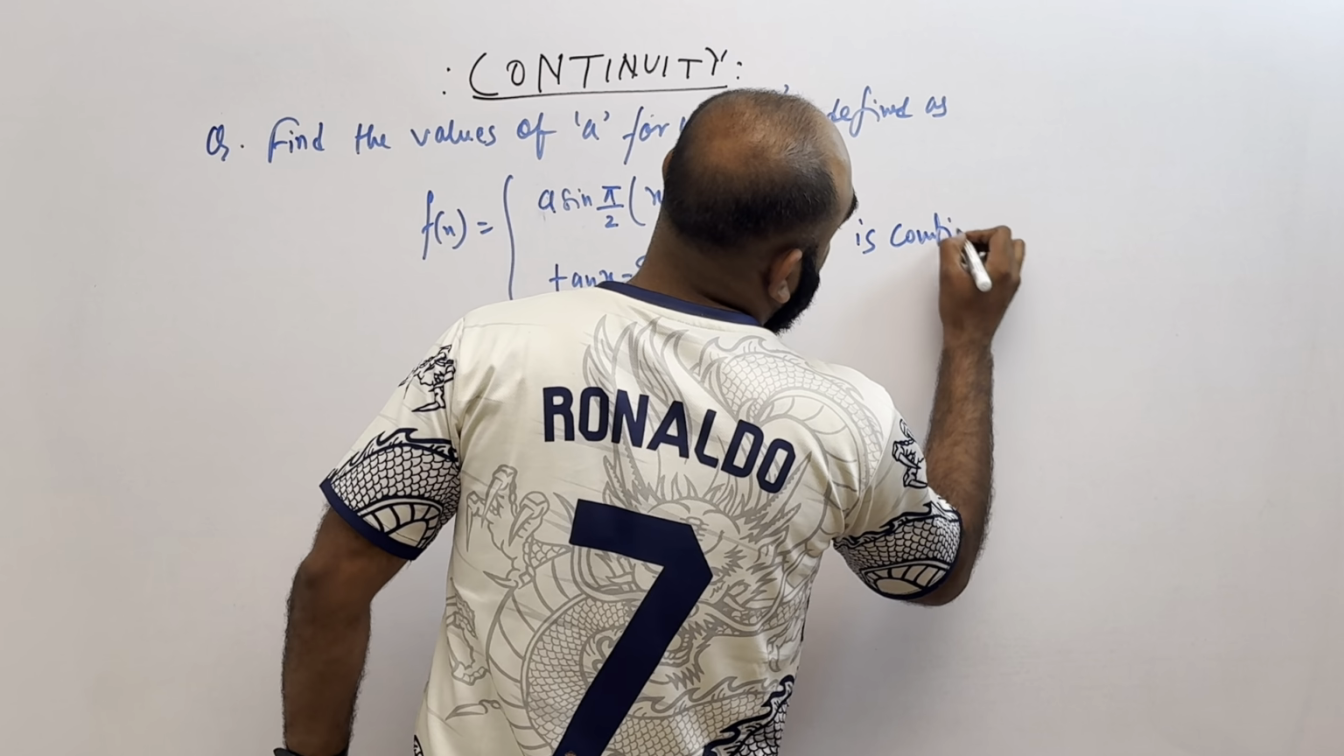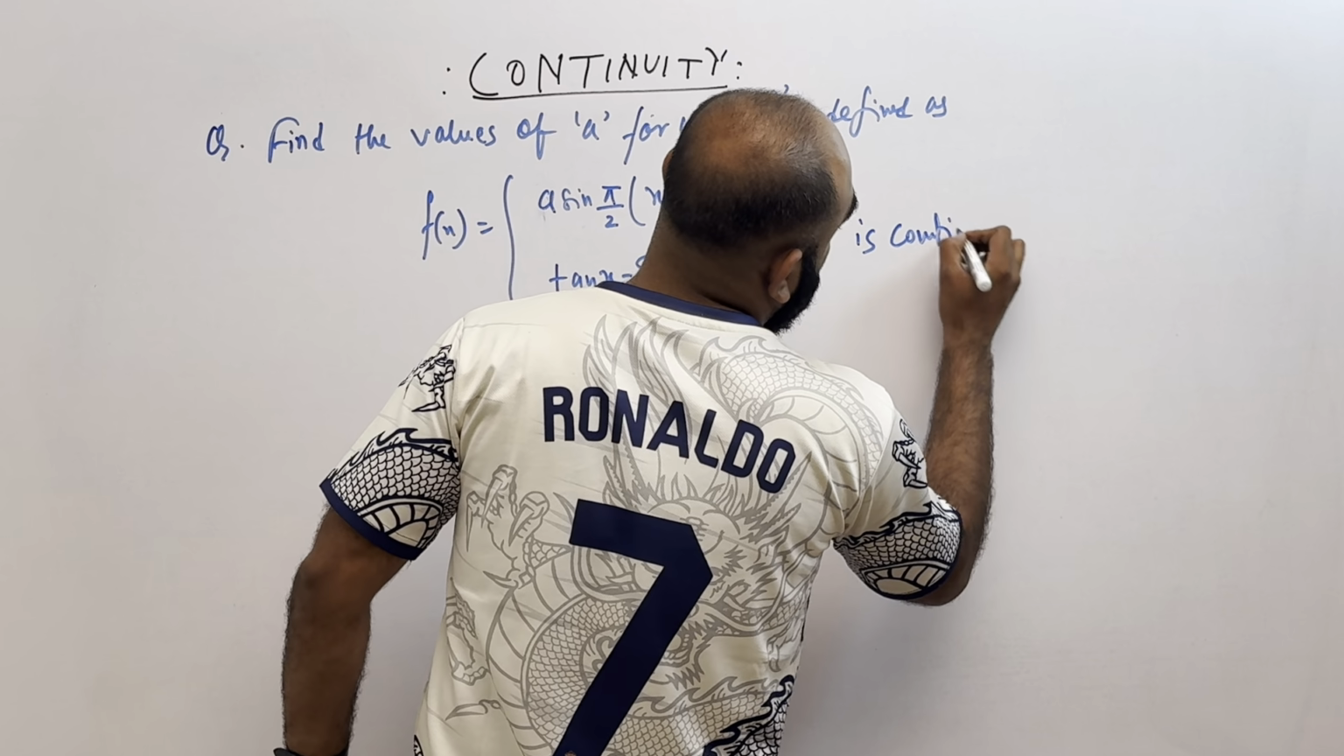This is question 1, and this is question 2. The function f of x is equal to x square sine of 1 by x when x does not equal 0, and f of x is equal to 0 if x is equal to 0.